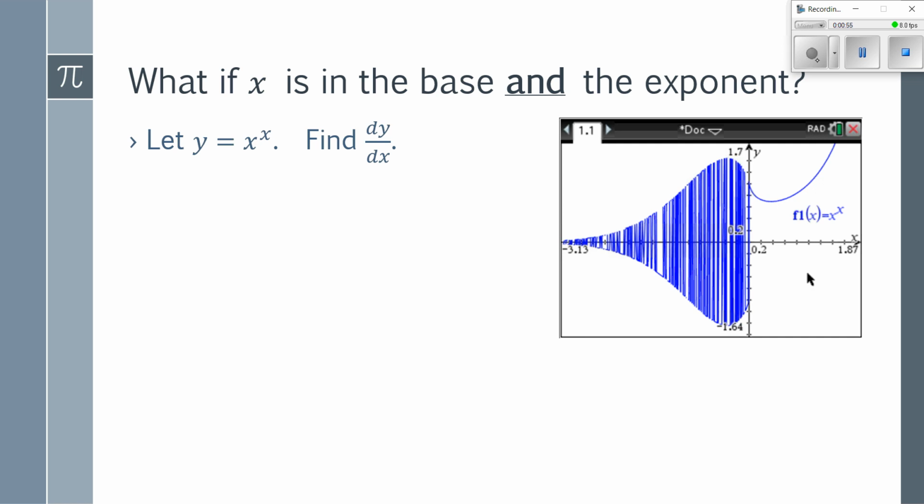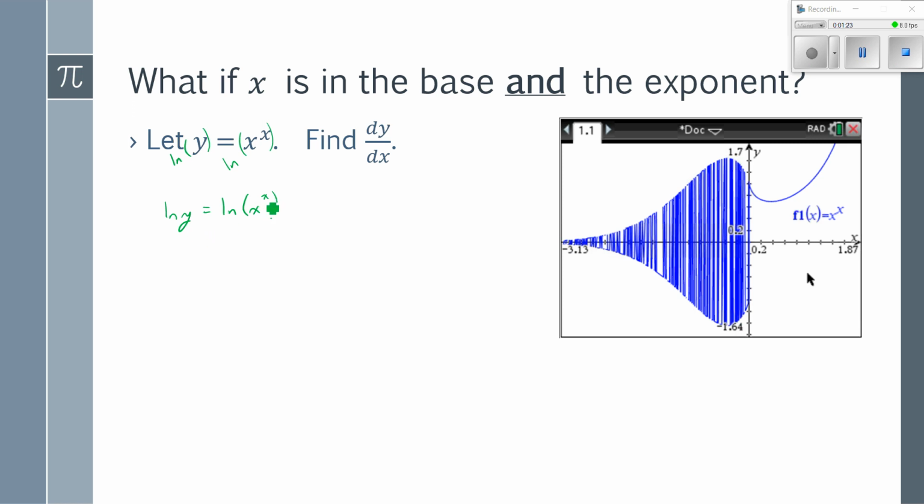Because we have to remember, we have the tool of implicit differentiation. We don't have to have y isolated. So what we're going to do is take the natural log of both sides of this equation. So I now have the natural log of y is equal to the natural log of x to the x. And I've got x to the x graphed on the right here in case you're interested in what that looks like.